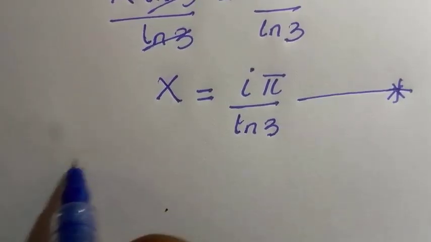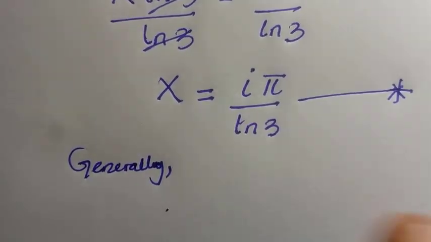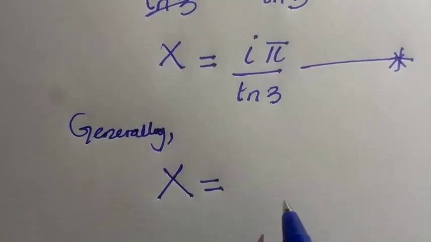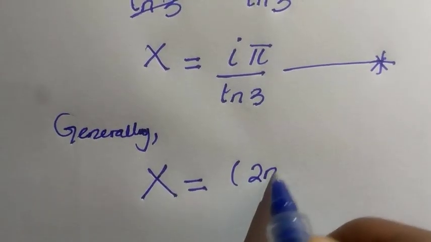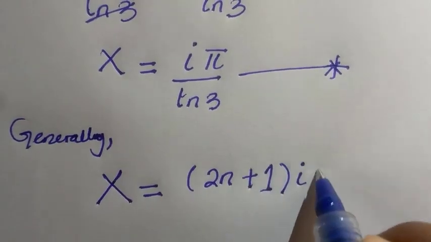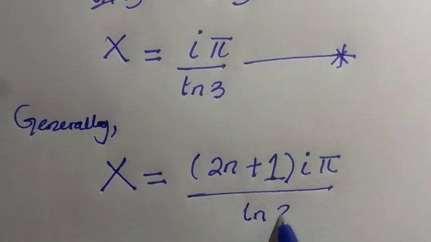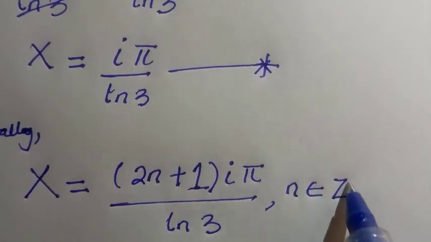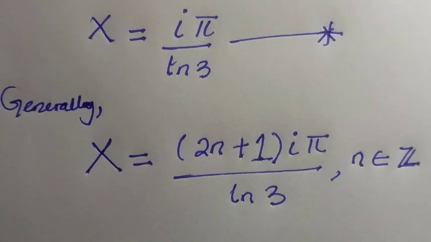But generally, we are going to have the value of x, which equals, for any integer that we plug in, 2n plus 1 multiplied by i pi divided by ln 3, where n is a member of the integers. And as usual, we are done with this problem.